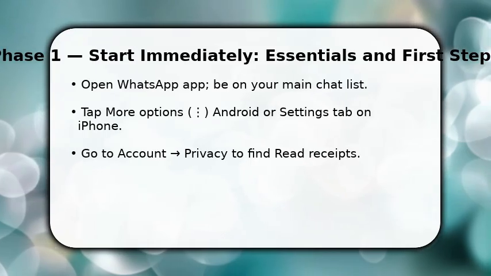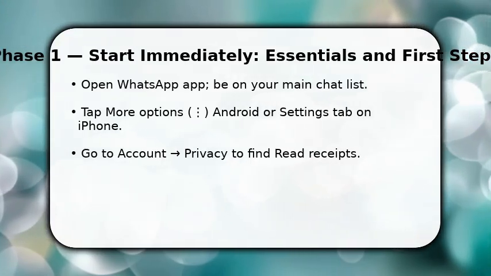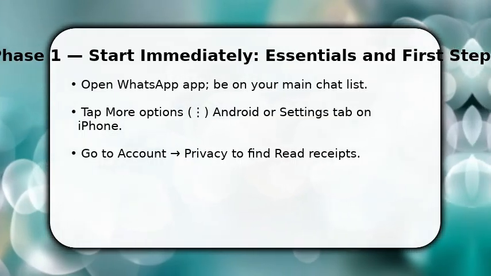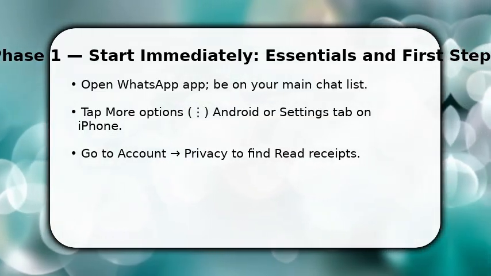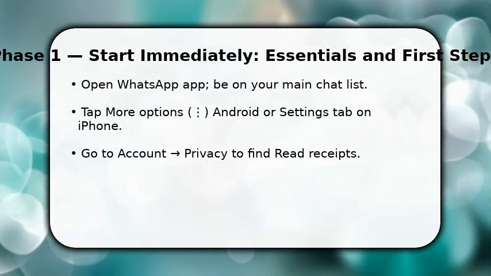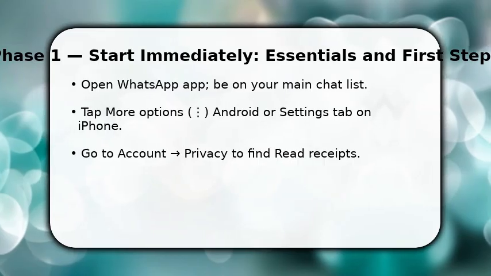Enjoy the video. You're starting inside WhatsApp. Open the app and go straight to Settings. On Android, tap More Options, the three dots, then Settings. On iPhone, tap the Settings tab at bottom. Once you're in Settings, choose Account, then Privacy. That's where Read Receipts live.